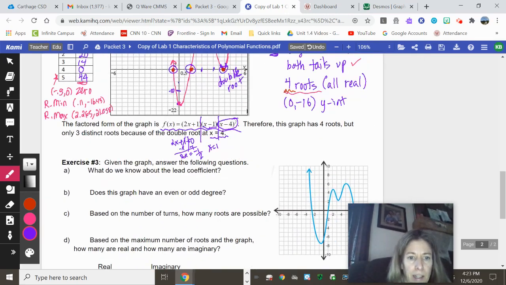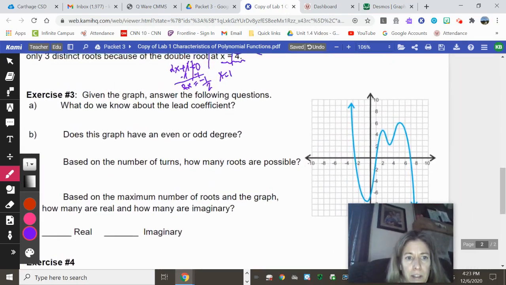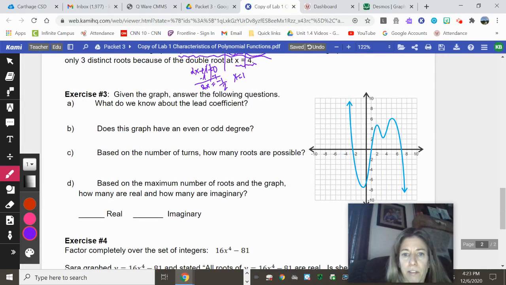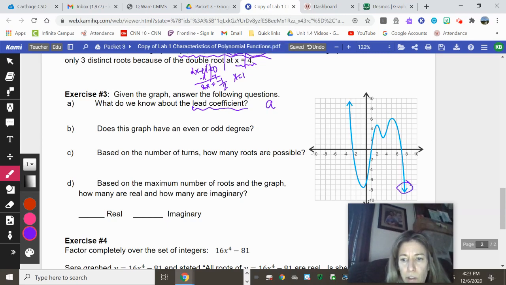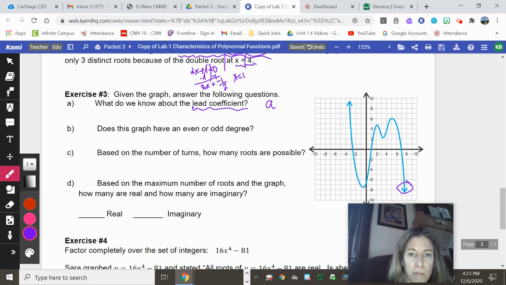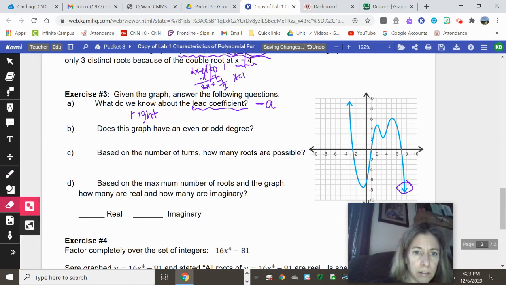All right, exercise 3. Now this is a little different. They're going to give us a graph and we're going to answer the questions. If we're looking for the lead coefficient, we need to know the sign of that lead A value. So we're going to look at the right tail. Since the right tail is down, that means the lead coefficient must be negative. And we knew that because the right tail is down.